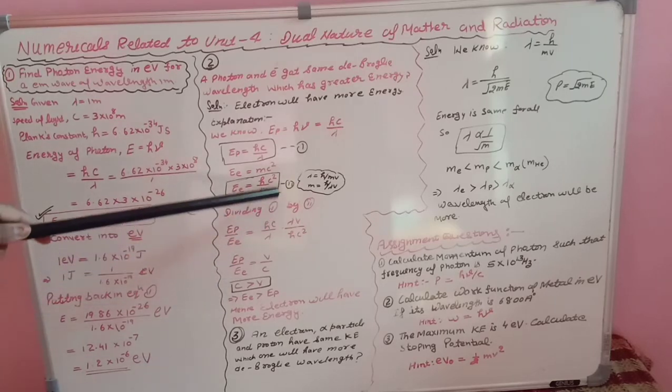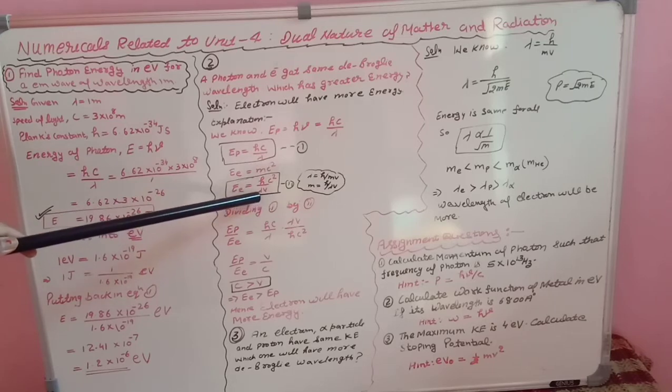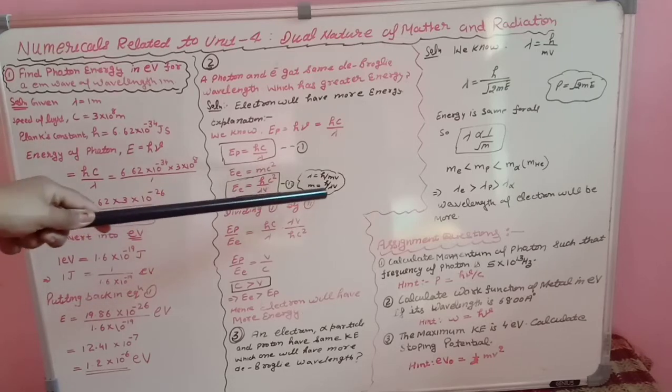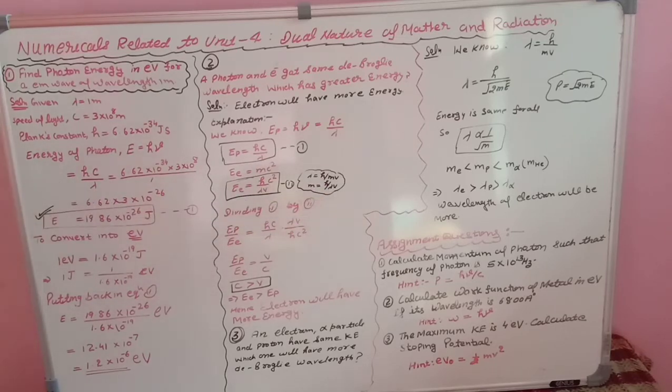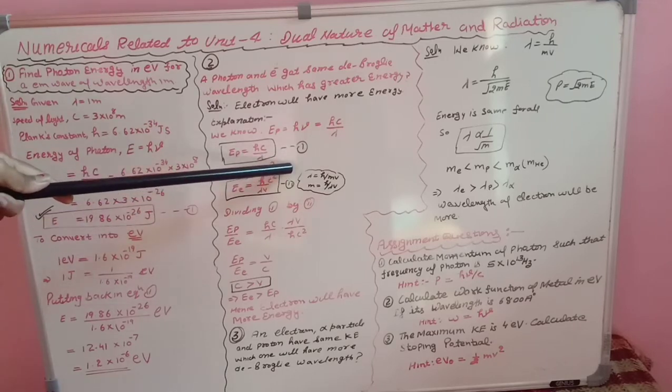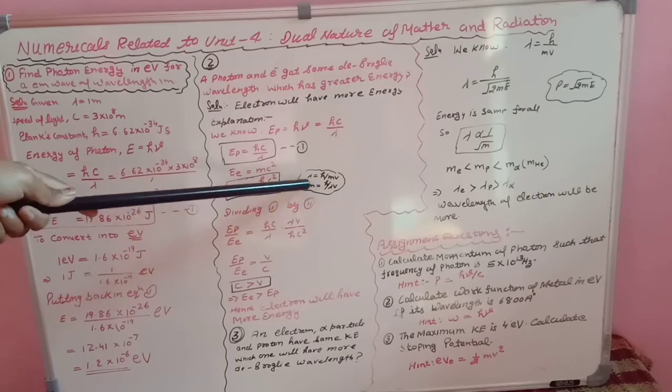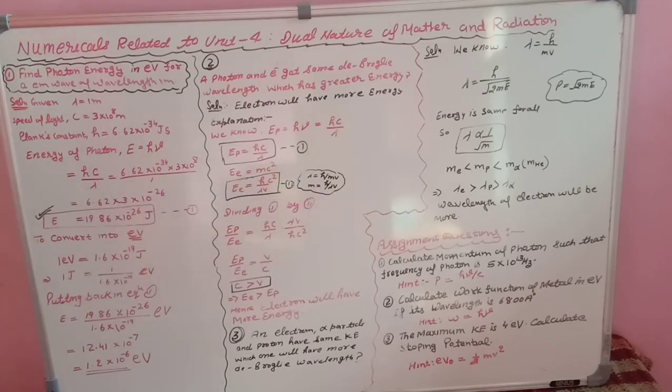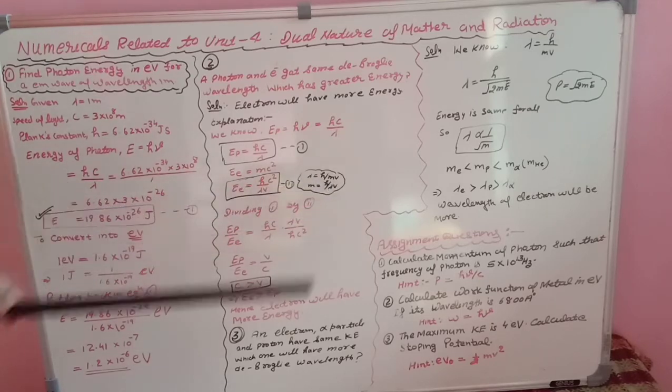Now from where did this h upon lambda v come? c square was here, but in place of m we have h upon lambda v. This we have calculated from this expression. According to de Broglie wavelength, lambda is equal to h upon mv. So take the value of m from here, m will come up, lambda will go down, so m is equal to h upon lambda v.